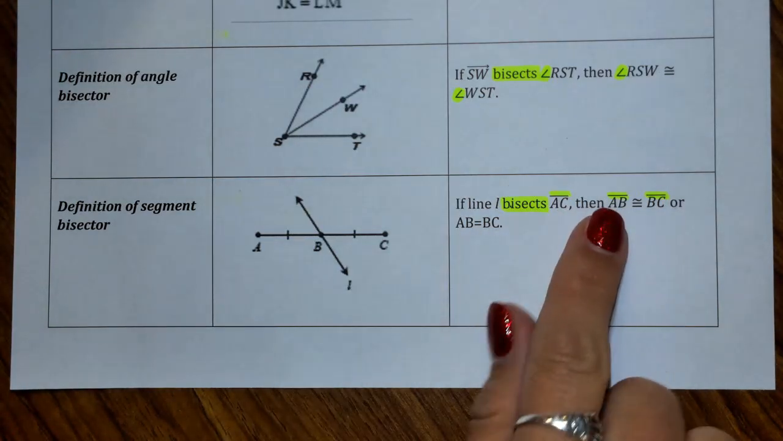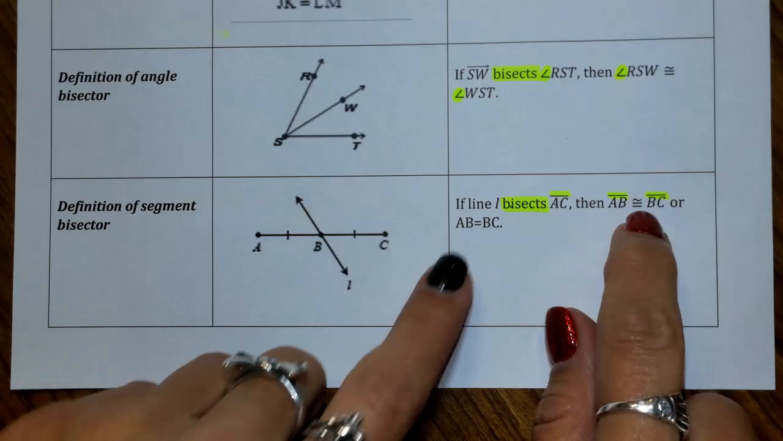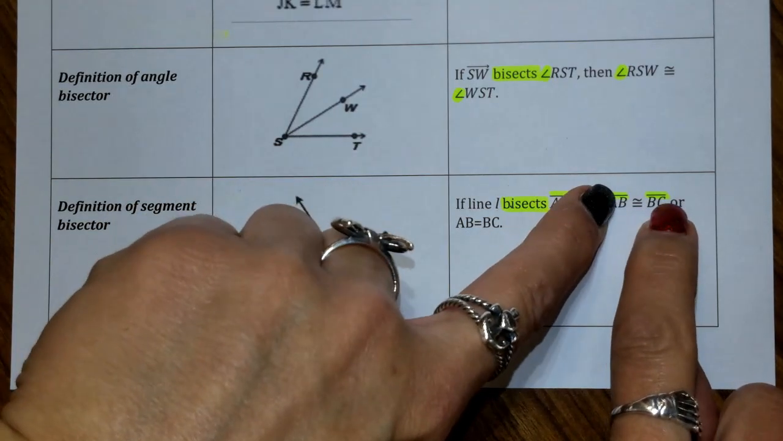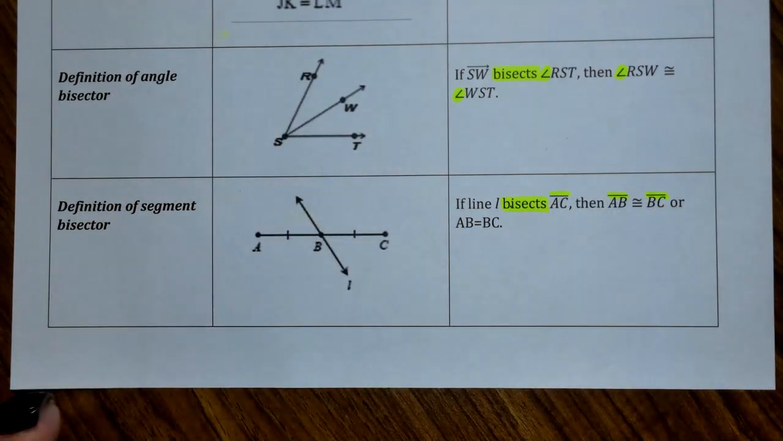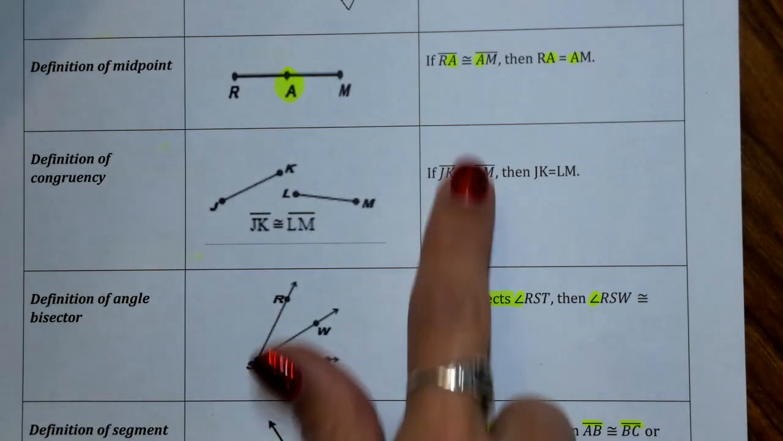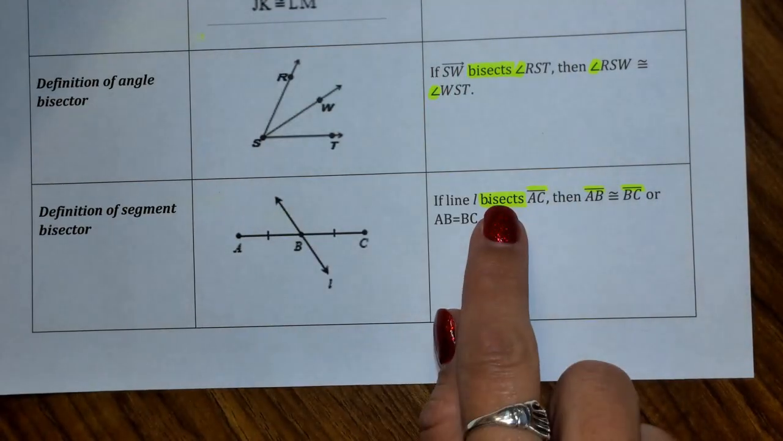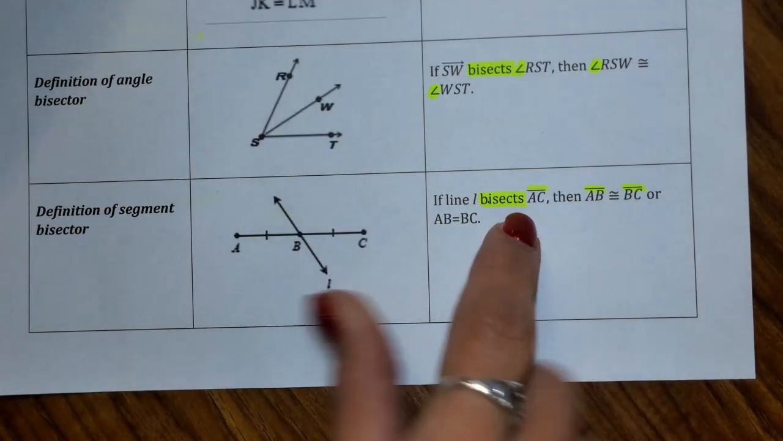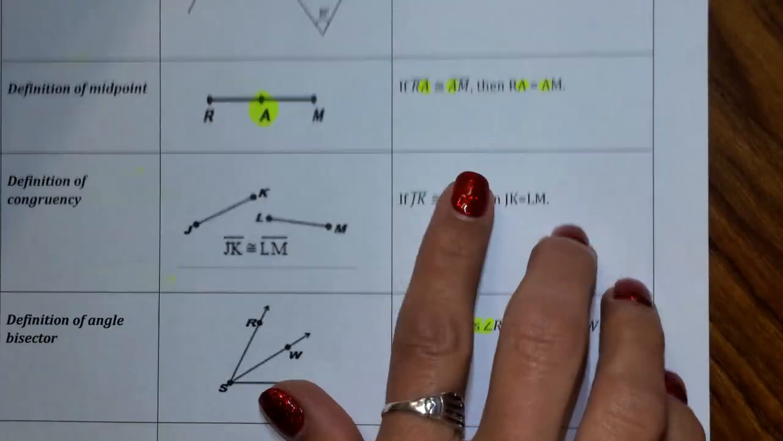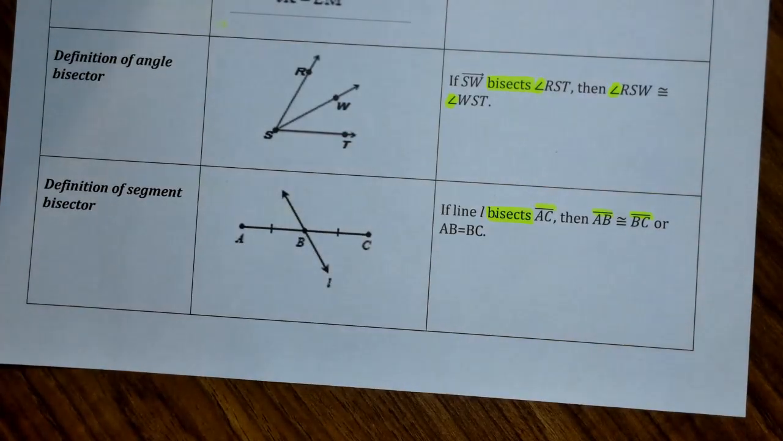Now, I also want to discuss here with your segment bisector how in the congruency and equality statement they still have that shared point. Okay? Do not get this confused with midpoint. The difference between segment bisector and the midpoint is the word bisect. If you don't see bisect and you see the shared letters, that is your midpoint. If you see the word bisect, we've got a bisector.